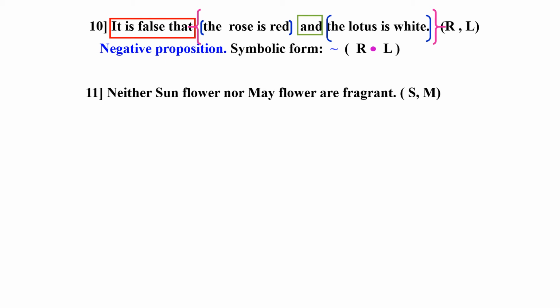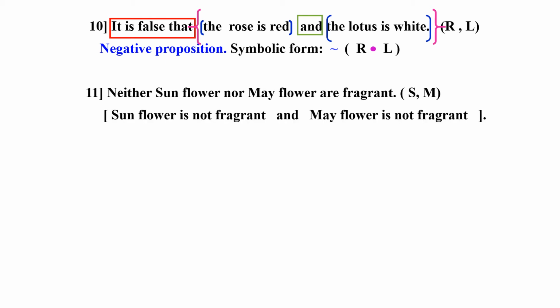Now the main connective is neither nor, so we have to transform this into not this and not that. So sunflower is not fragrant and mayflower is not fragrant. So the main connective is and, and the conjuncts are negative propositions. Two negative conjuncts are joined by and. The first is sunflower is not fragrant and the second is mayflower is not fragrant. Here not is there, and there also not is there. So it will be curl S dot curl M, and it is a conjunctive proposition.